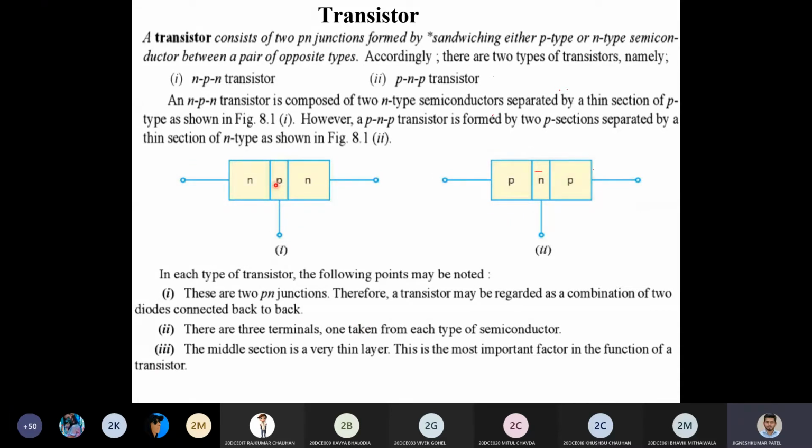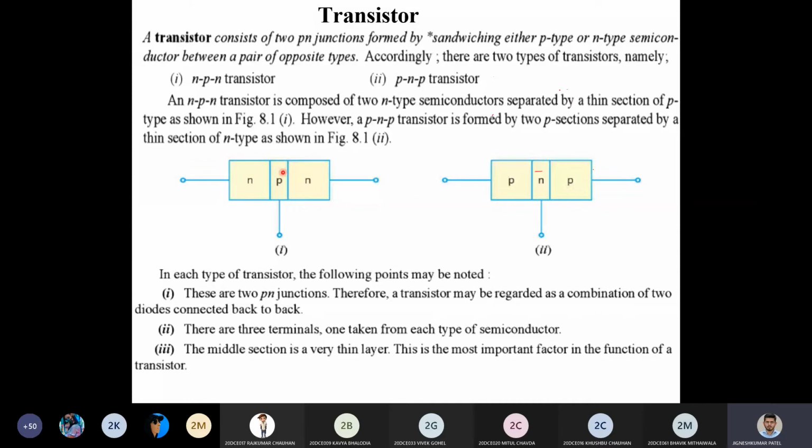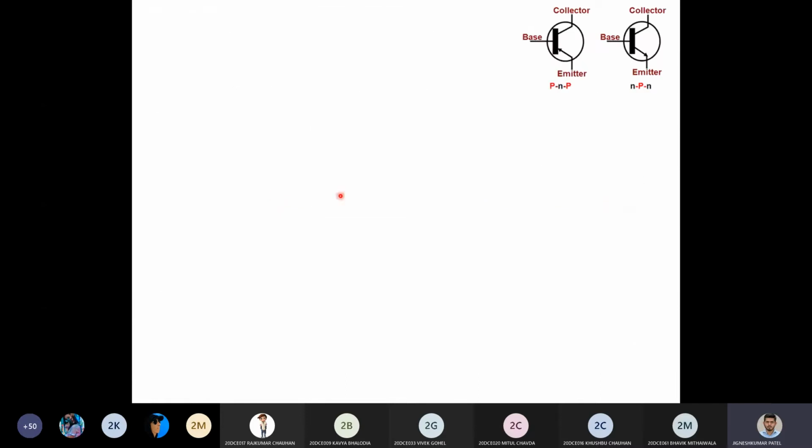And there is a reason to make it thin. This is the most important factor in the function of a transistor. Without this thin layer, it won't work as a transistor. To make it a transistor, it should be a thin layer. That's why whenever you draw a figure, it should be like this: a thin layer, and the other two should be thick layers. The middle layer will always be a thin layer.